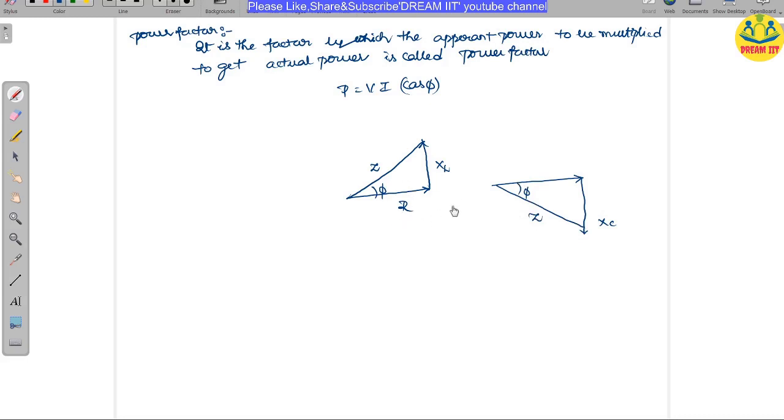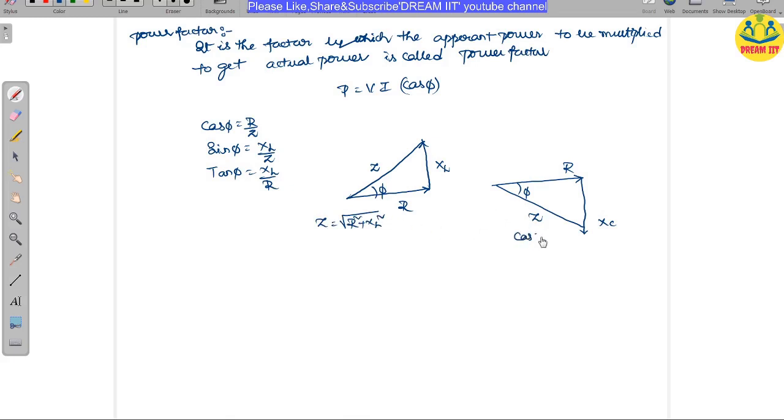For this impedance triangle, what can we write? Cos phi we can write as R by Z, sin phi we have already written as XL by Z, and tan phi we can write as XL by R. This is the power factor. What is the impedance? You already know impedance equals the square root of R square plus XL square. This is the magnitude.